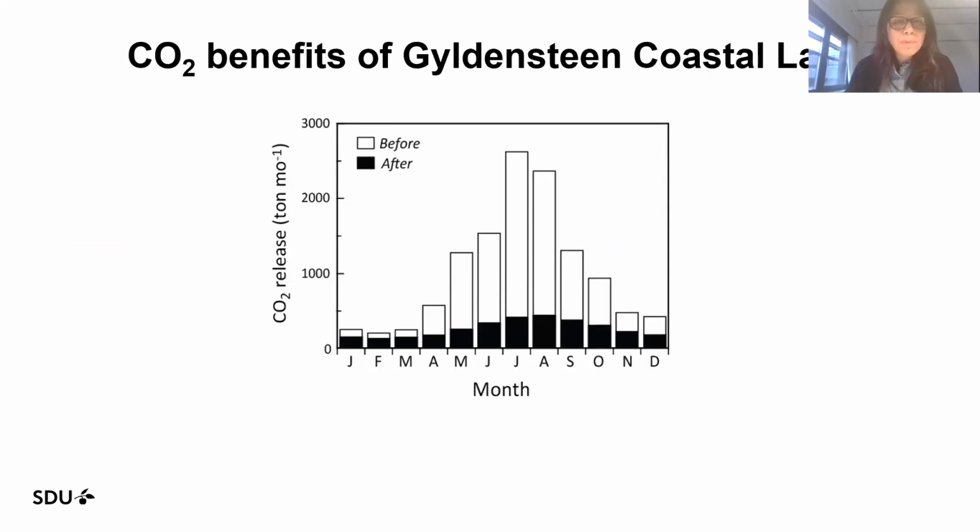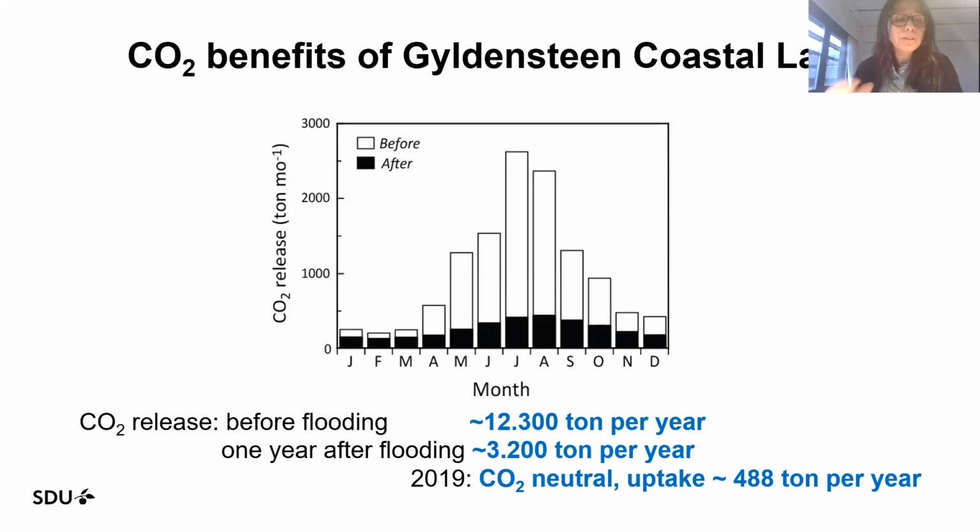Okay, so benefits of CO2 in Bürgenstein, what we have measured. Before the flooding, we had about 12,300 tons of emissions per year in that area. Then one year after flooding, 3,000, the system was still adjusting. And in 2019, we figured out that the coastal lagoon was CO2 neutral. Actually, there was an uptake of CO2, almost 500 tons.